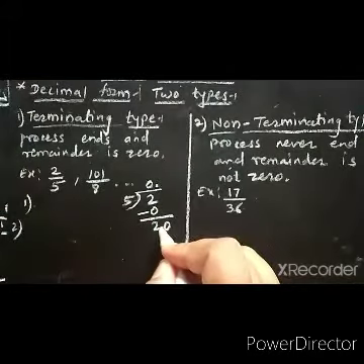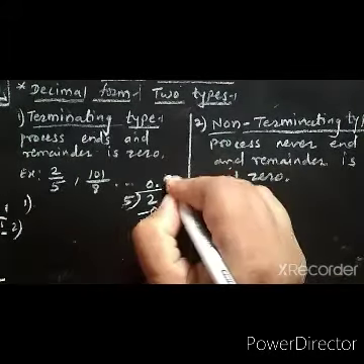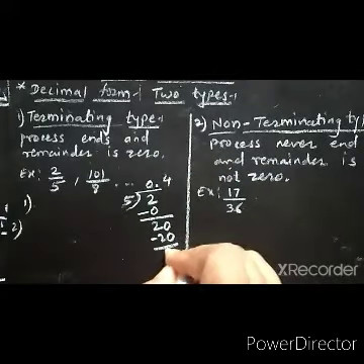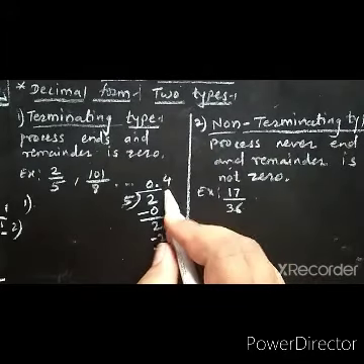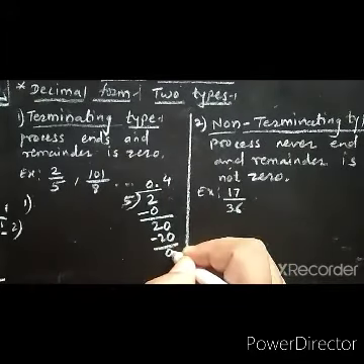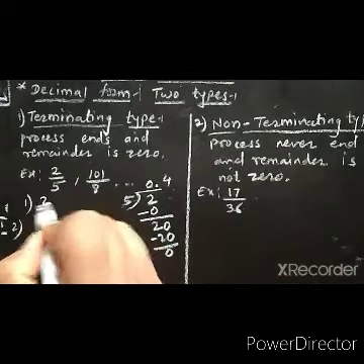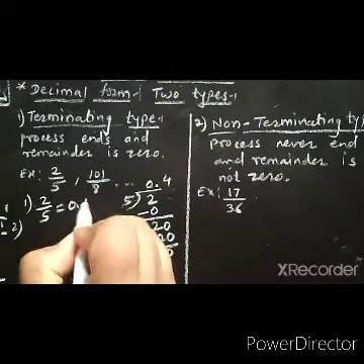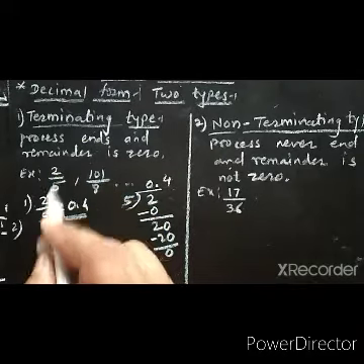So here we got 20. Now in 5's table 20 is there. 5 4s are 20. Now 20 minus 20, that is remainder 0. Now we got the answer 0.4 and remainder 0. It means here the process ends and remainder is 0. Therefore 2 upon 5 is equal to 0.4. So this is an example of terminating type.